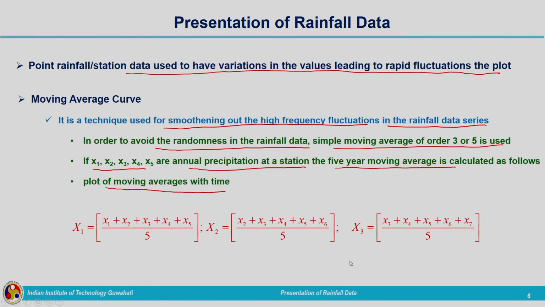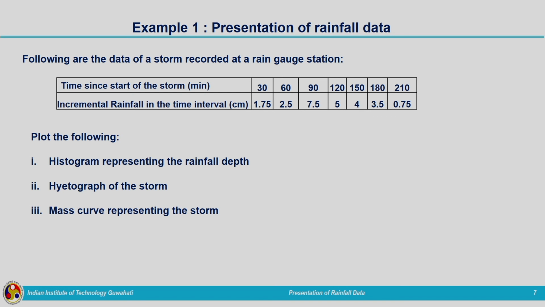So, that will be clear when we solve some numerical examples. These are the different ways of representation of rainfall data. Now, let us solve some numerical examples related to the representation of rainfall data. The first example is related to presentation of rainfall data.